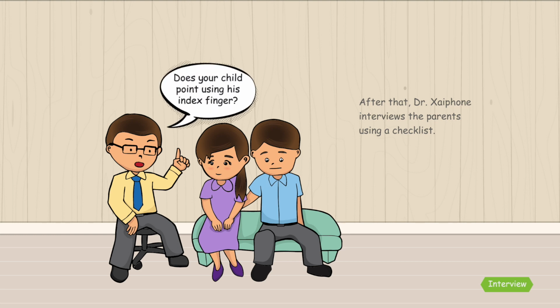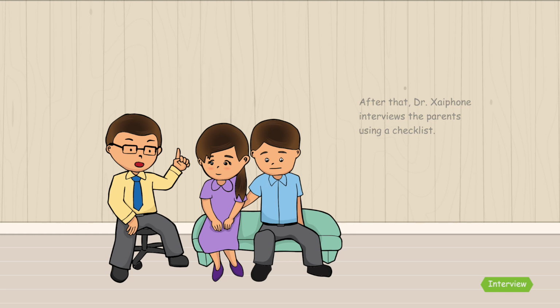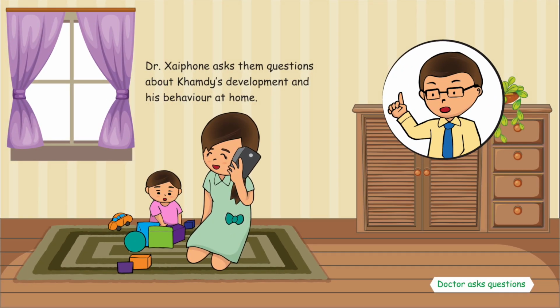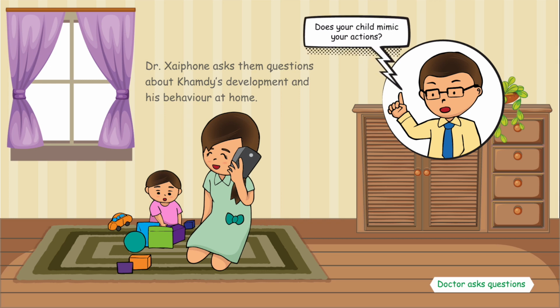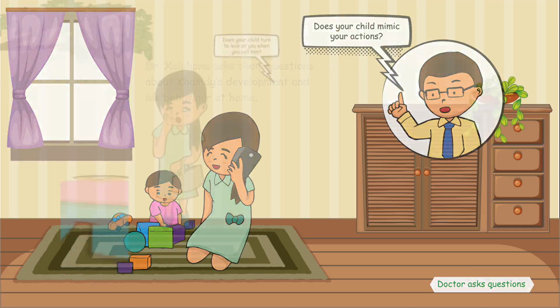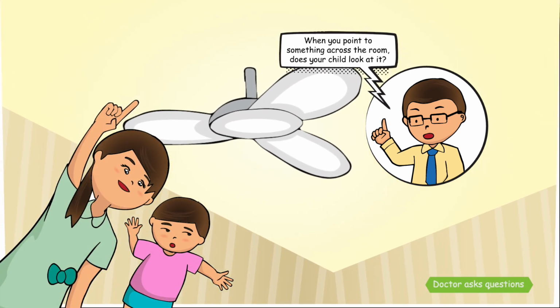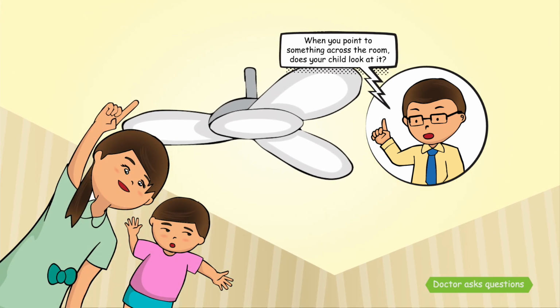Does your child point using his index finger? And does your child bring things that he likes to show you? Asks the doctor. Dr. Xaiphone asks them questions about Khamdy's development and his behavior at home. Does your child mimic your actions? Does your child turn to look at you when you call him? When you point to something across the room, does your child look at it? Asks the doctor.